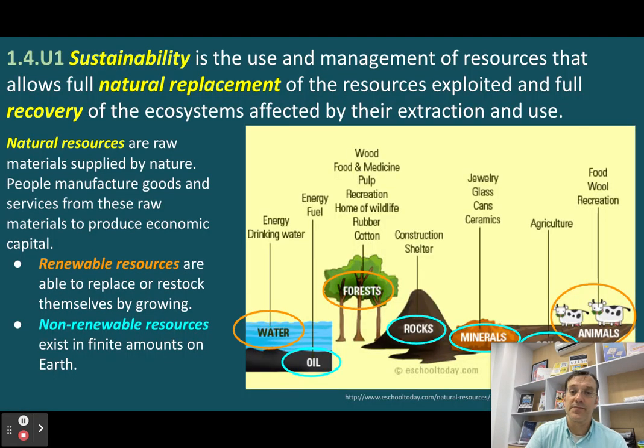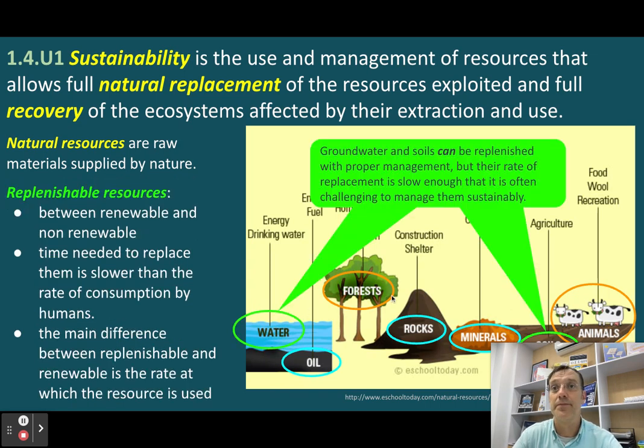When we're talking about sustainability, what we're really into is the idea of natural resources. You probably studied natural resources at some point in primary school, but just to recap very quickly, natural resources are materials and services that people use for one purpose or another. And we generally categorize them as either renewable, because they can be replaced or restocked, or non-renewable because they're finite. And you see some examples of each of those here on the screen.